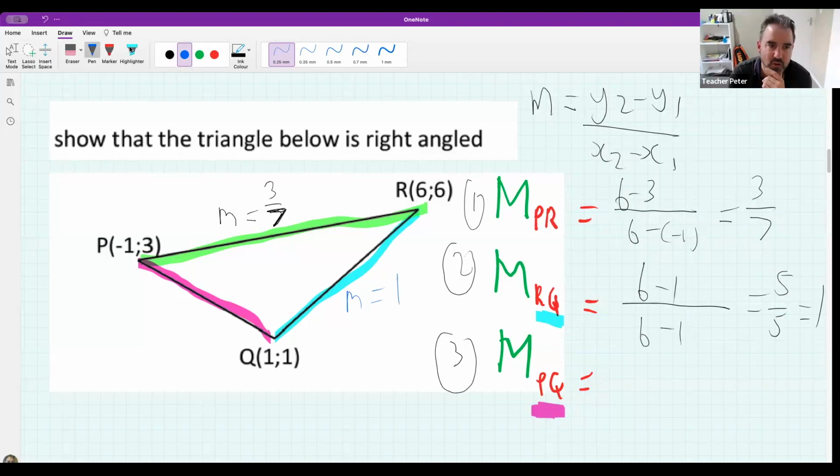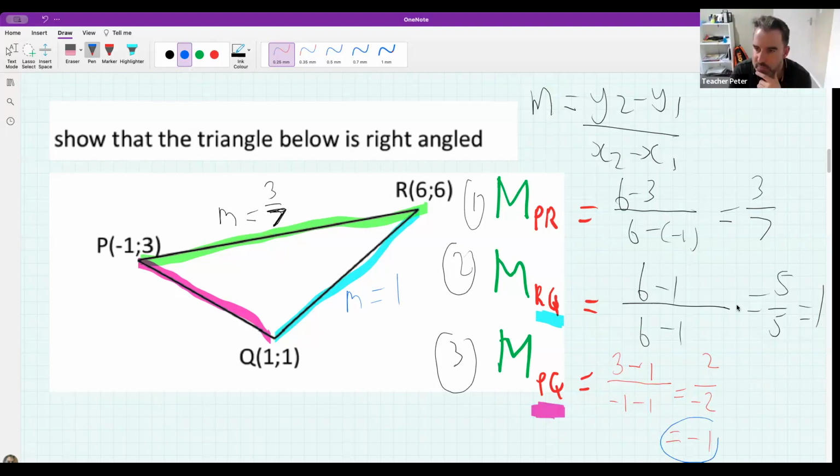What is the gradient of PQ? I'm guessing it's going to be negative, but who knows? Strange things can happen. So 3 minus 1 minus 1 minus 1, that gives me 2 over minus 2, which gives me minus 1. And that actually makes me very, very happy.